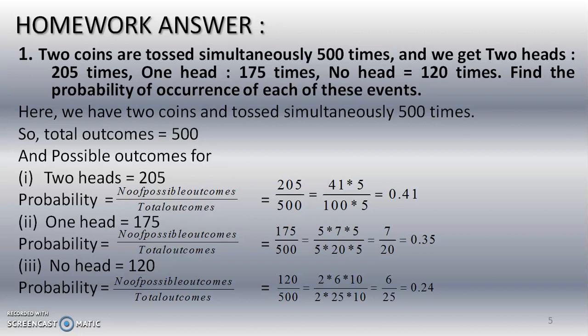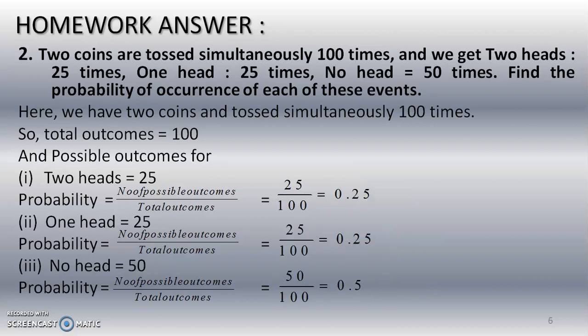Go to the next. Second, two coins are tossed simultaneously 100 times and we get two heads 25 times, one head 25 times and no head 50 times. Find the probability of occurrence of each of these events. Here we have two coins tossed simultaneously 100 times means total outcomes 100 and possible outcomes for first one, two heads, equals 25.